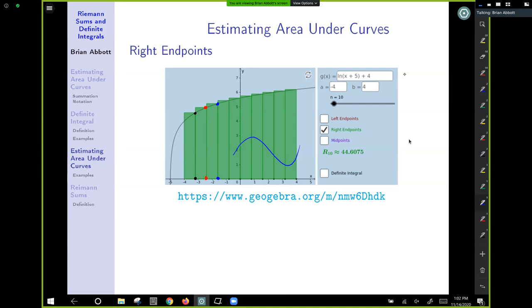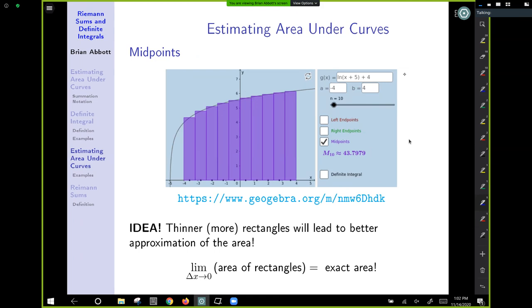We could also do this with midpoints. We could take a look at this same game and say take the midpoint of every partition step and use that input in your function to define the height of the rectangle representing the area here. And oftentimes midpoints is kind of the best of both worlds because you get a little bit of extra and a little bit of undercount. So a little extra tied to a little missing, and sort of this combination of both the good and the bad can lead you to a better estimate.